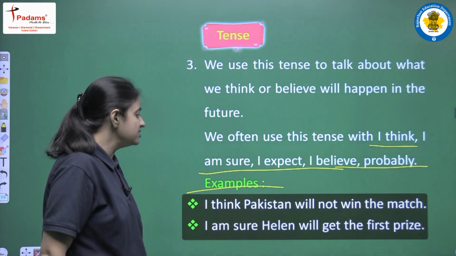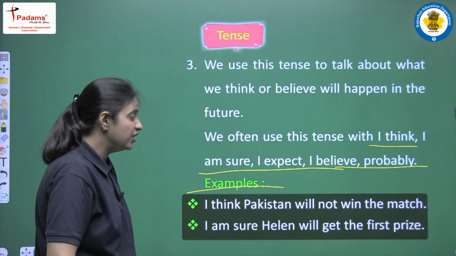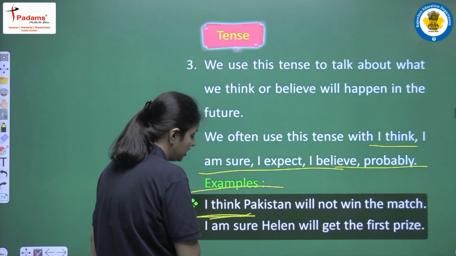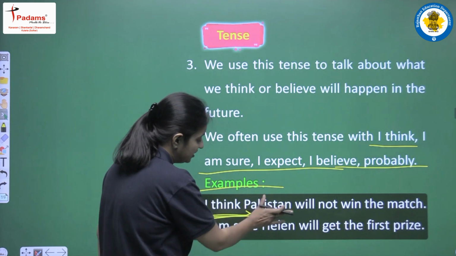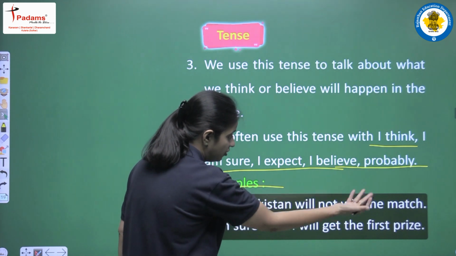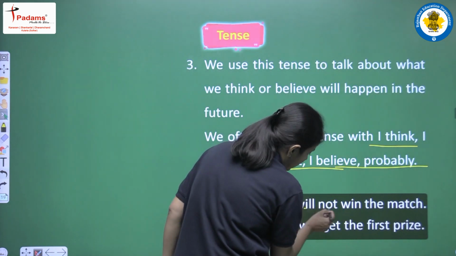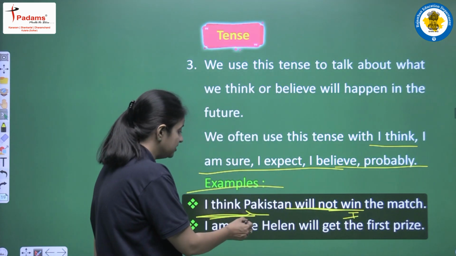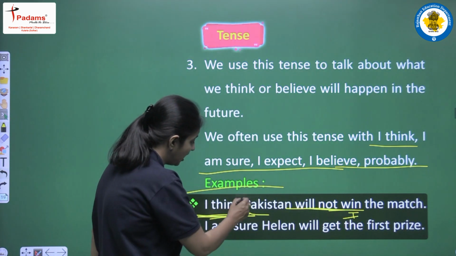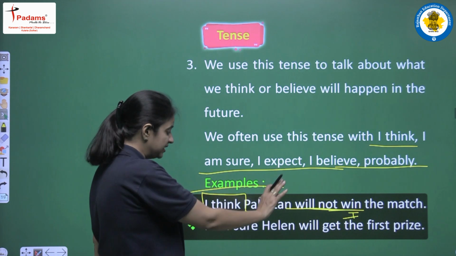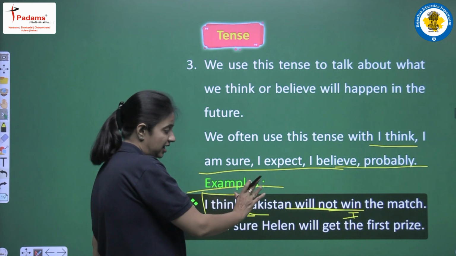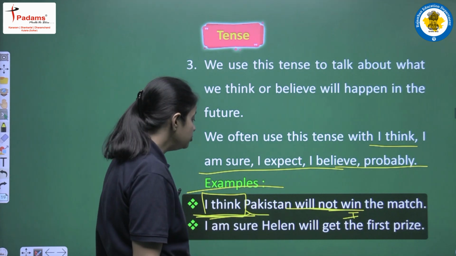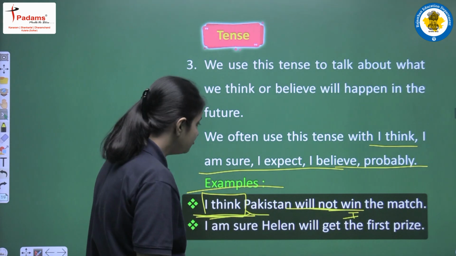The first one is: I think Pakistan will not win the match. So here we are having I think, okay, and next we are having the sentence Pakistan will not win the match. So here we are having will not and win, that is the first form, right, and this clause is connected with I think, and the complete sentence is: I think Pakistan will not win the match. Clear? Second is: I am sure Helen will get the first prize.